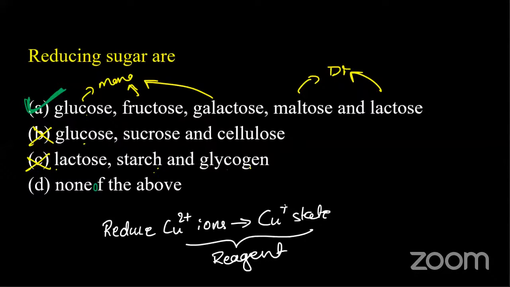What's the reason for that? Because of the open aldehyde and ketose groups, which will react with this Cu2+ ion, and because of that, it will get reduced.